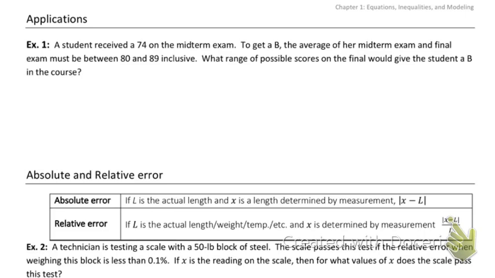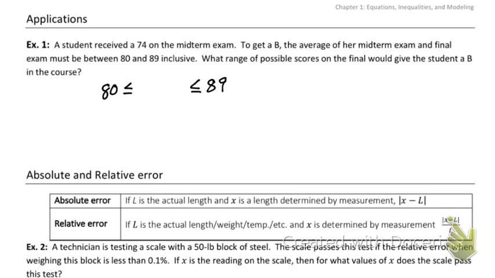So first of all, we're taking a midterm exam. We already have that score. And we're going to take a final exam. I want the average to be between 80 and 89 inclusive. That means it includes 80 and it includes 89. So inclusive tells you you're going to use a less than or equal to or a greater than or equal to sign. All right, so my low end needs to be an 80. So we're going to put something in between here and 89.